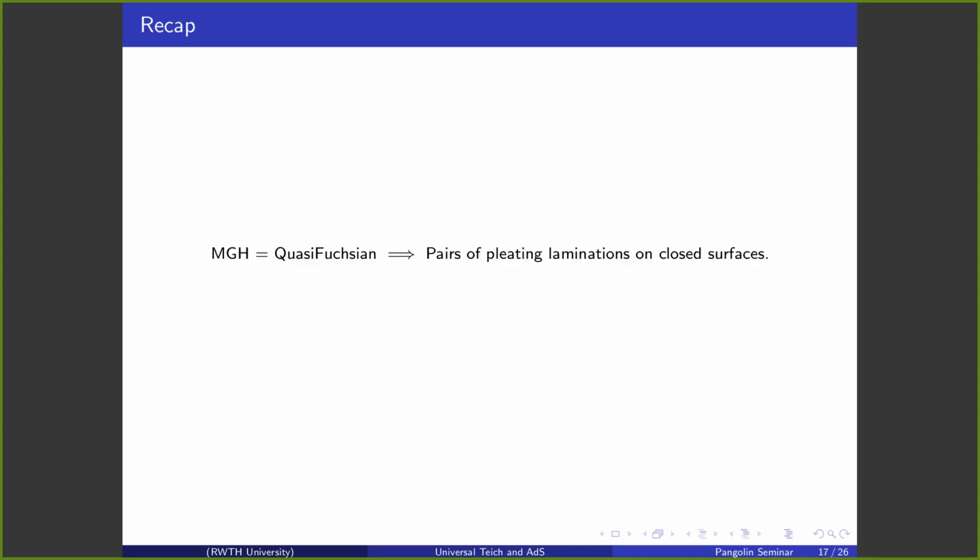And so if I wanted to recap, we saw three different kinds of objects: MGH manifolds, which by the theorem of Mess is the same as the quasi-Fuchsian construction of AdS structures, and a quasi-Fuchsian manifold comes with two pleating laminations. And there's also a partial converse, because you can go the other way from pleating laminations to quasi-Fuchsian, but then we don't know uniqueness. Okay, so far? Yeah. Okay.